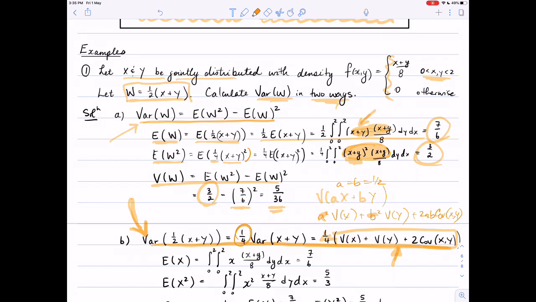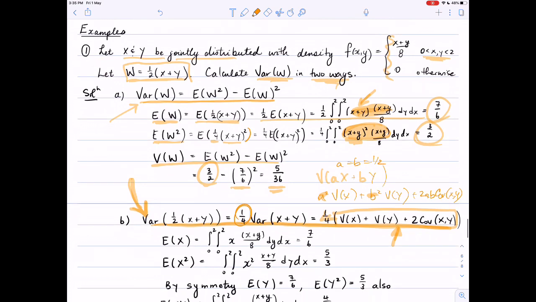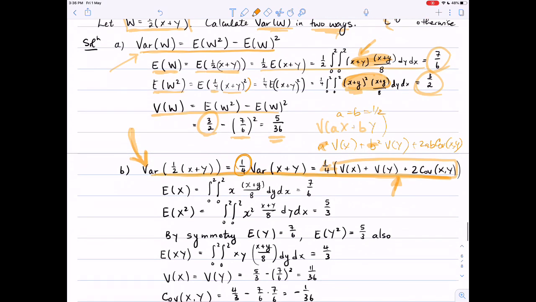There's quite a lot of algebra here that was skipped over. Although it seems like there's more integration going on, the integrals are all simpler in this formula. First of all, we need E of X and E of X squared. Plug in X squared into the formula, integrate, and there you go.